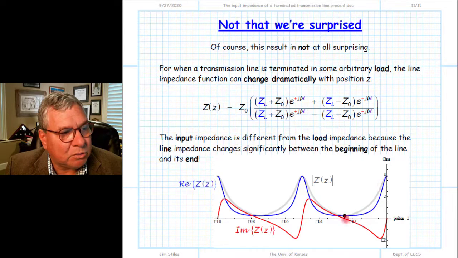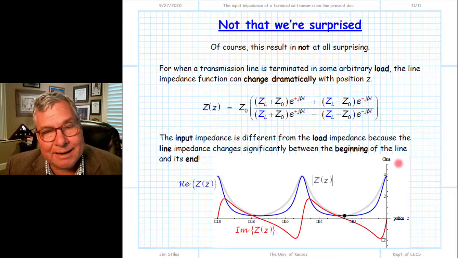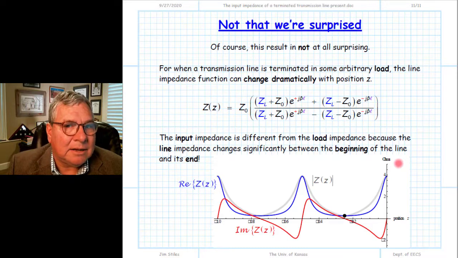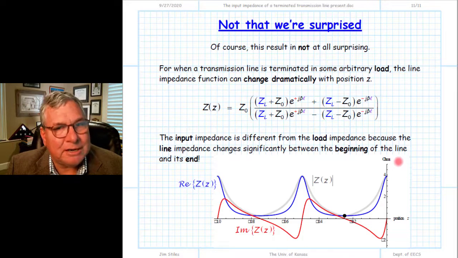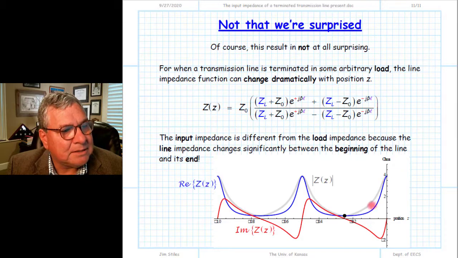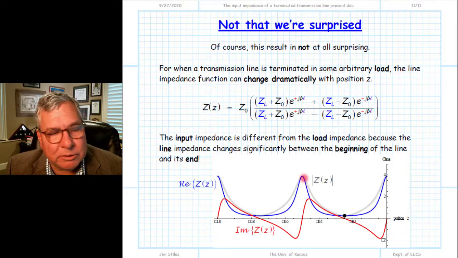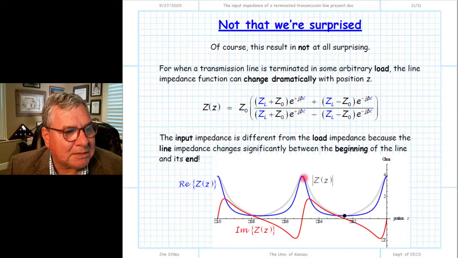First of all, notice that the real part of the line impedance is always positive. And of course, a negative resistance would imply an active device, something that would supply energy as opposed to absorb it. So this is something that physically must be true. The real component must always be positive.